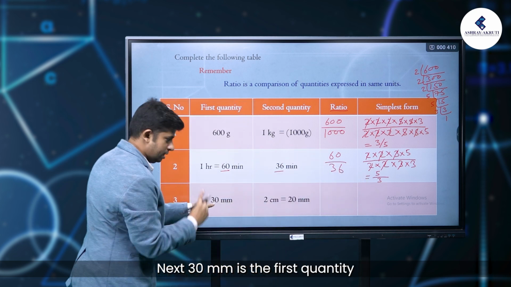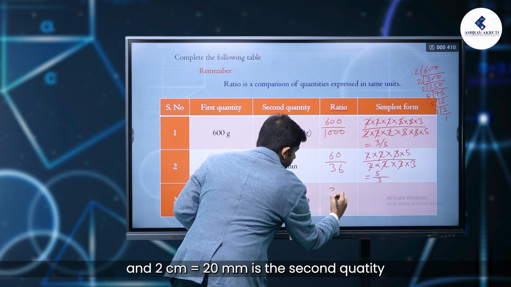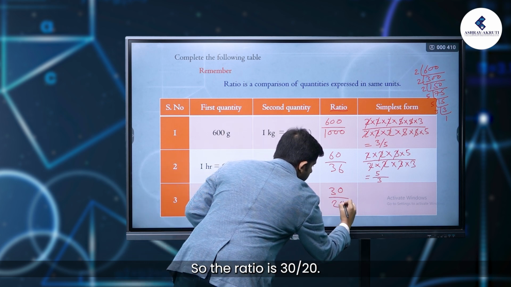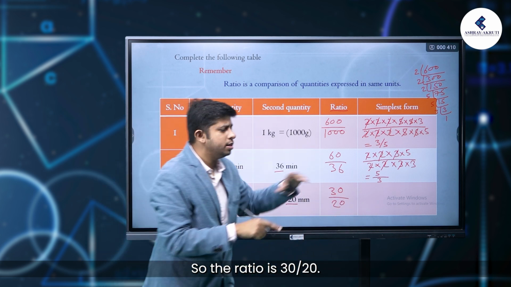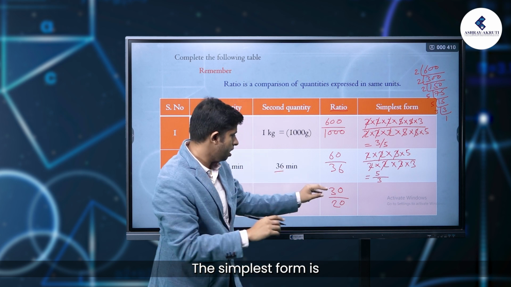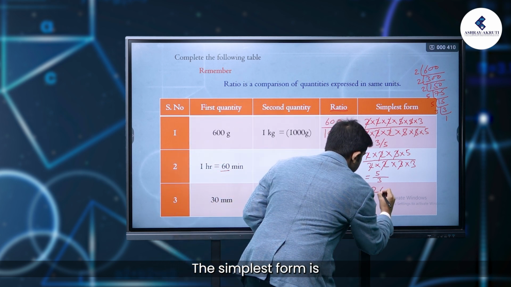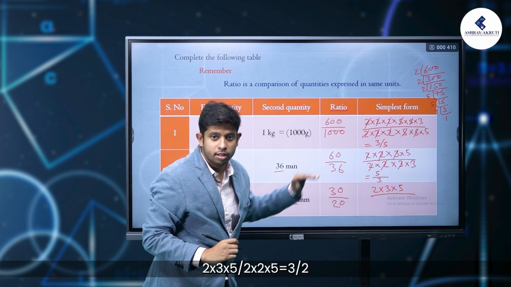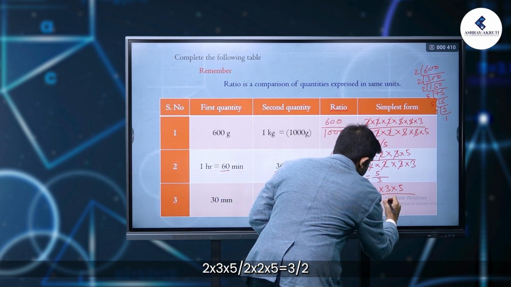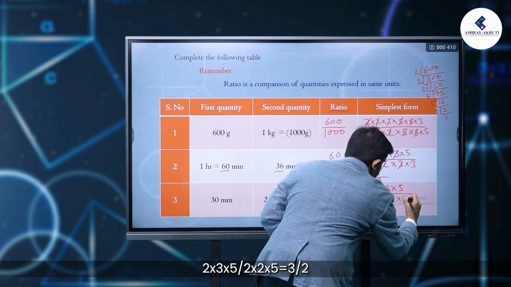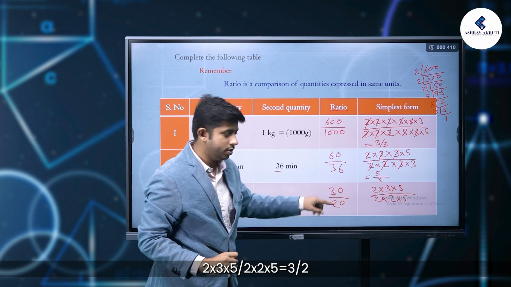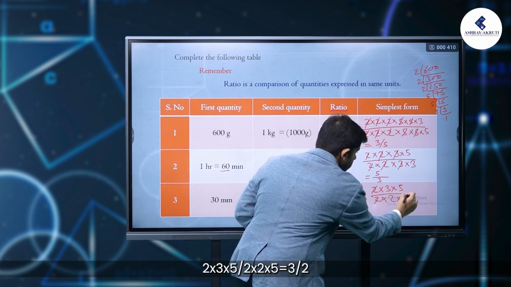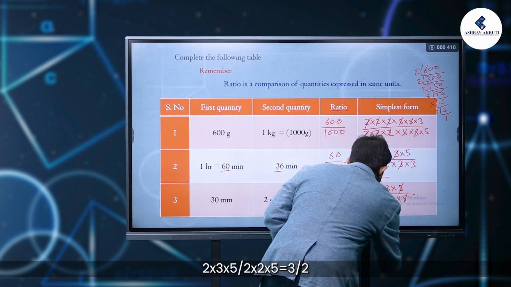Next, 30 millimeter is the first quantity and 2 centimeter, which is equal to 20 millimeter, is the second quantity. So the ratio is 30 by 20. The simplest form is 2 into 3 into 5 by 2 into 2 into 5, which is equal to 3 by 2.